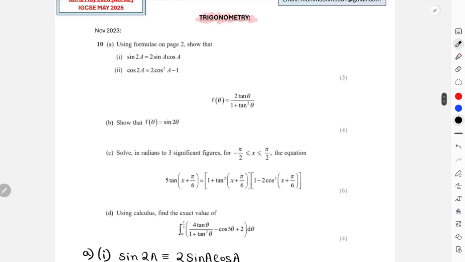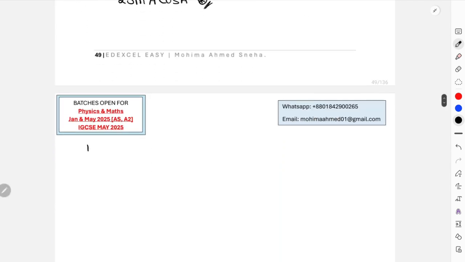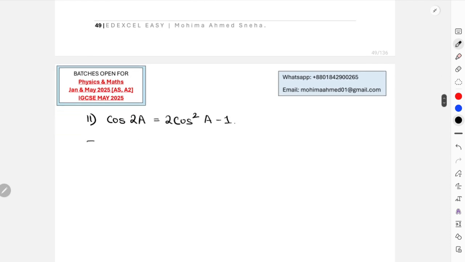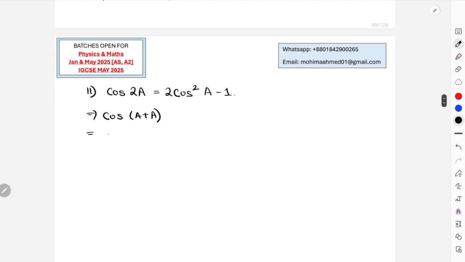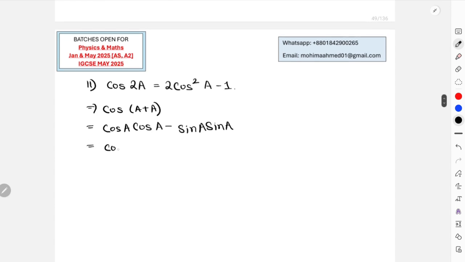For part 2 again, they are saying that cos 2a is equal to 2 cos square a minus 1. You have to show that cos 2a can be written as 2 cos square a minus 1. So we're going to start with cos 2a. Cos 2a will again be written as cos a plus a, which is cos a cos a minus sine a sine a. Similar thing multiplied twice gives you square, so this is basically cos square a minus sine square a.